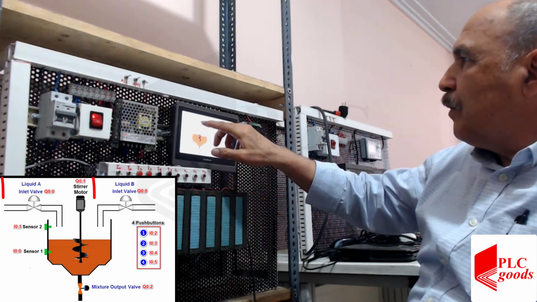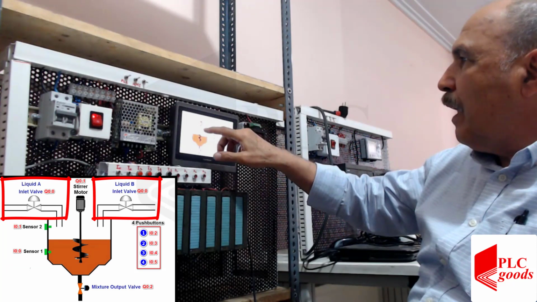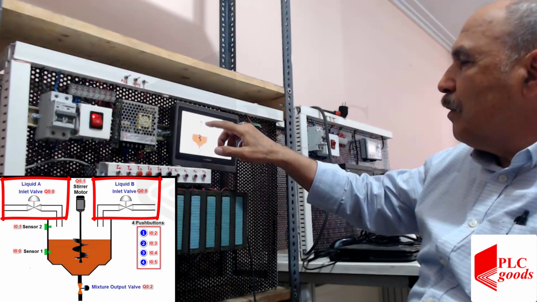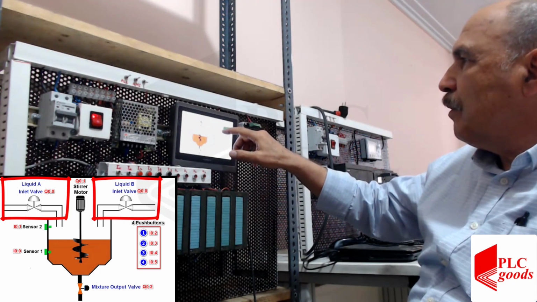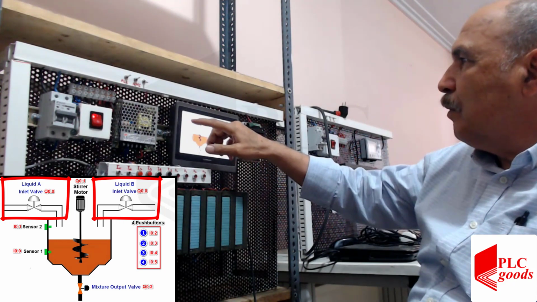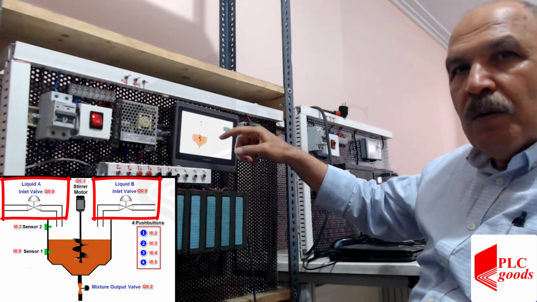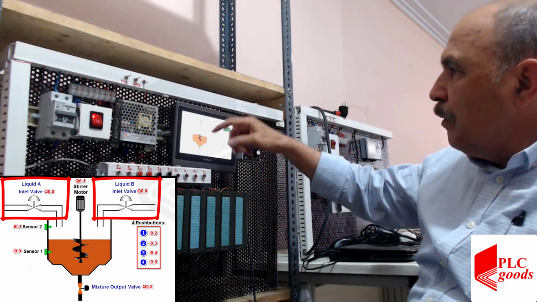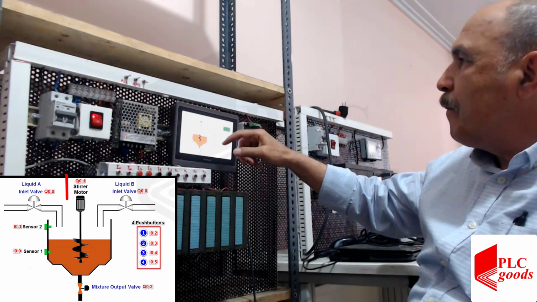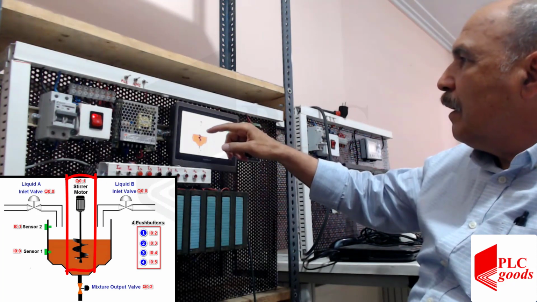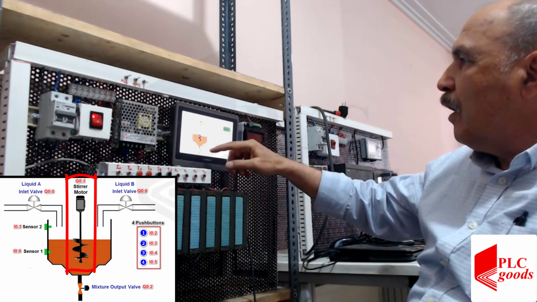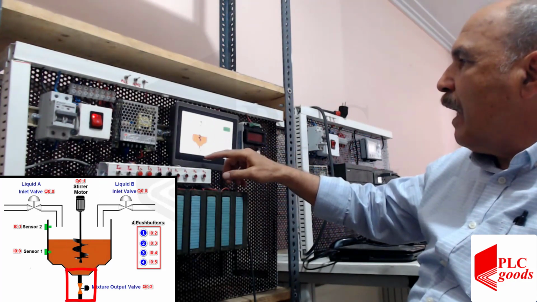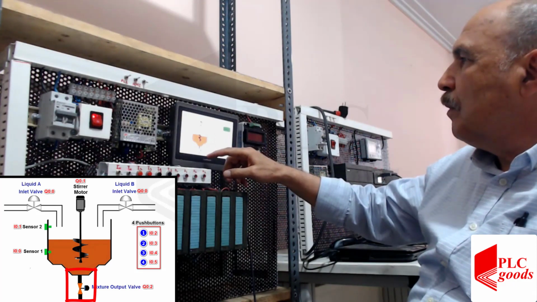And I also have two inlet valves, Q0.0 and Q0.0, the same addresses. These two inlet valves allow the liquid to go inside the container. I have a stirrer motor. It's connected to address Q0.1, and also an outlet valve, Q0.2.